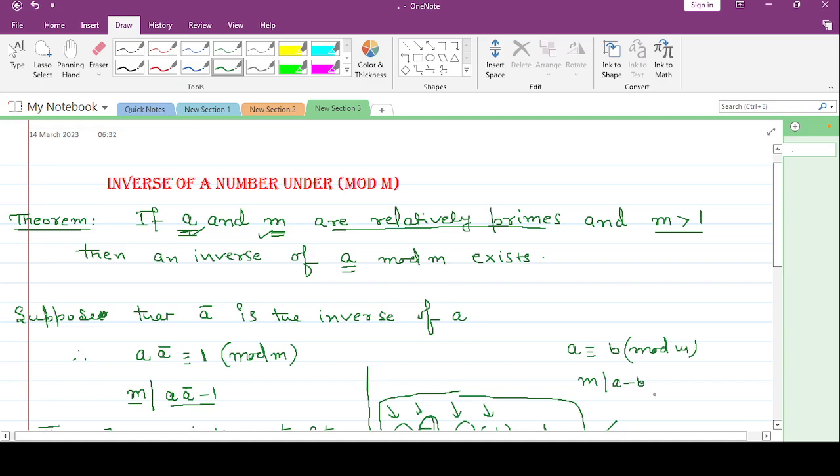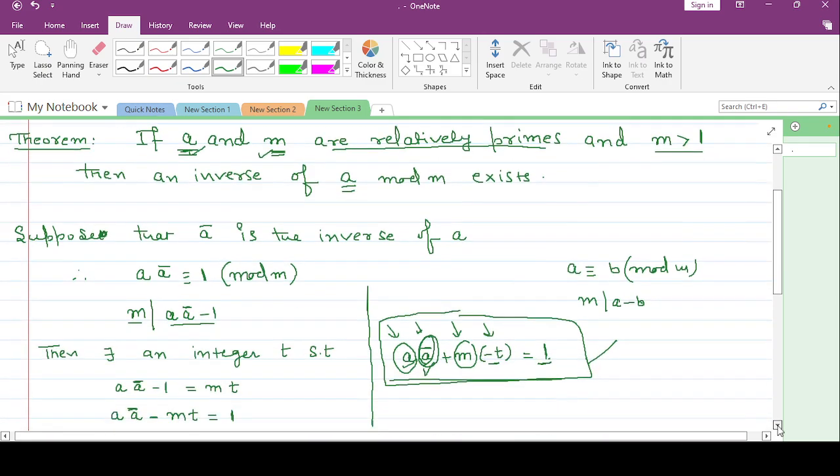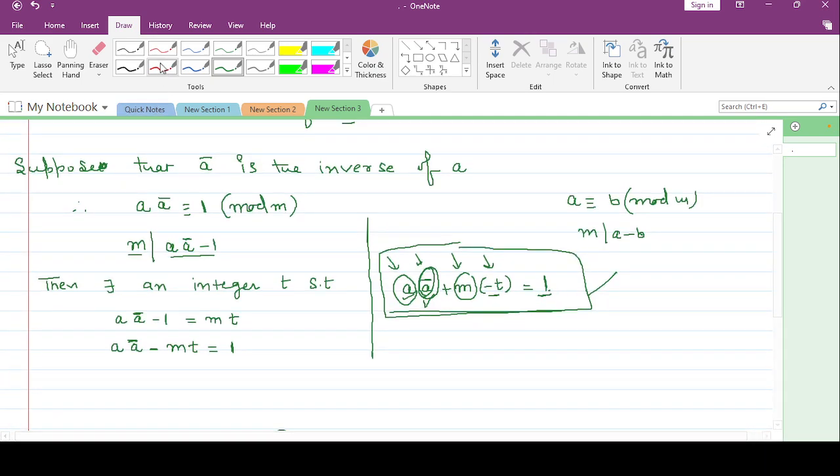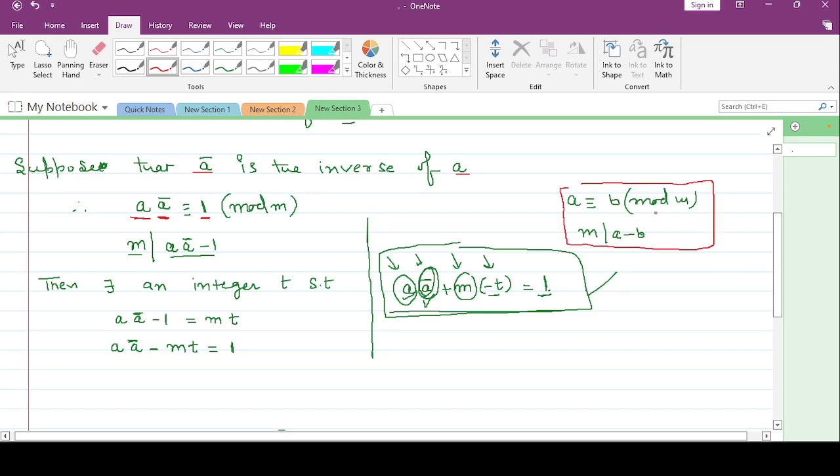So here we assume that a bar is the inverse of a. Now as a bar is the inverse, you know that whenever you multiply your given number with its inverse, it should give you the answer 1 under modulo m. Now what is the definition of modular arithmetic? That if a is congruent to b modulo m, it means that m divides a minus b. So I use this definition here, that m divides a times a bar minus 1.